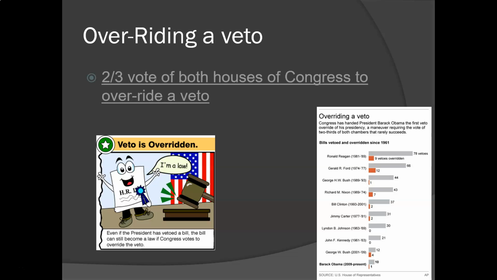Now, there is a way that Congress can override the veto. If they get a 2/3 vote from both houses of Congress to override a veto, they can put it into law. You can see over on the right, bills vetoed and overridden since 1961. Not very many.